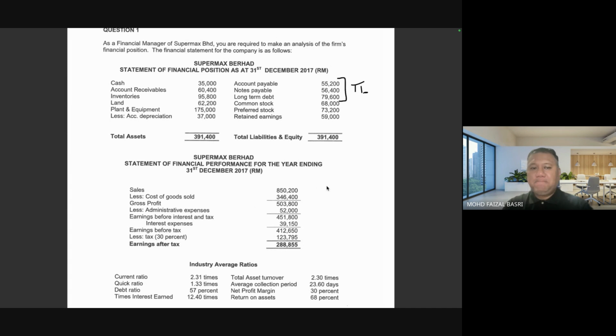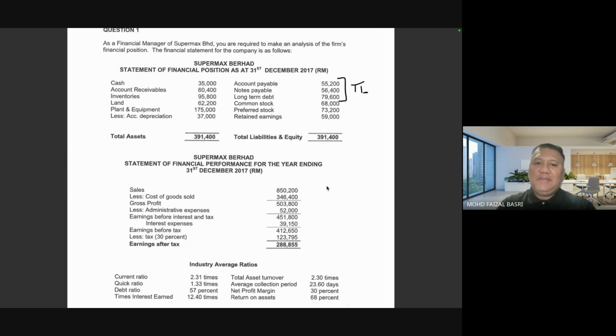Right, so sales 850,200 and divide by total asset 391,400. So our ratio untuk total asset turnover is at 2.17. Okay, thank you Syafiq, 2.17. So 2.17 again compare dengan the industry average is at 2.30. Okay, slightly below the industry average.